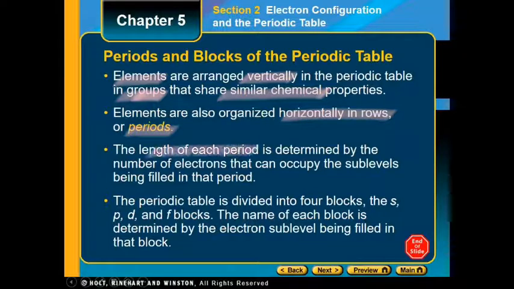The length of each period, which is what we just looked at with periodicity, is determined by the number of electrons that can occupy the sublevels that are being filled. And we will look at the sublevels being filled. We will come back to this one right here and show you the numbers and how they work with those sublevels. And then the last one, the periodic table is divided into 4 blocks. You are familiar now with the S, P, D, and F blocks. And again, it's determined by what electrons are being filled where.